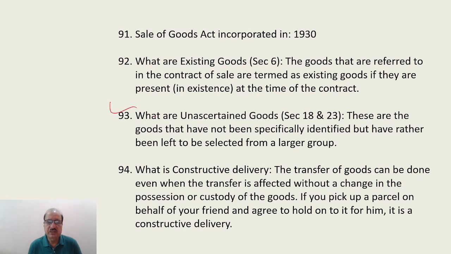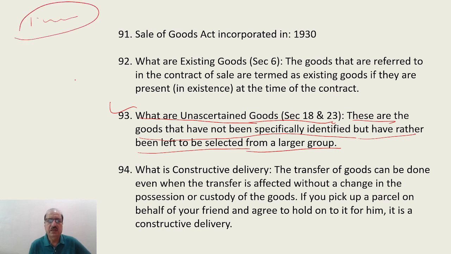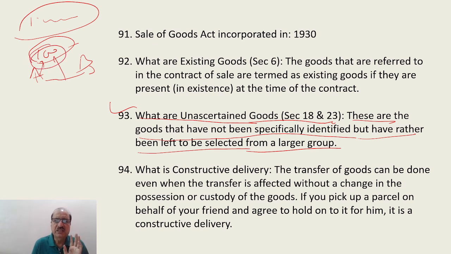Then what are unascertained goods? Section 18. These are the goods that have not been specifically identified but have rather been left to be selected from a larger group. Suppose hundreds of chairs are lying, and a contract is made by A and B. A is the owner of the goods. And B says, I need 25 chairs. Then A says, okay, I have these 100 chairs, you can take any 25. So these are unascertained. The goods are not certain, which goods are good or which are not.